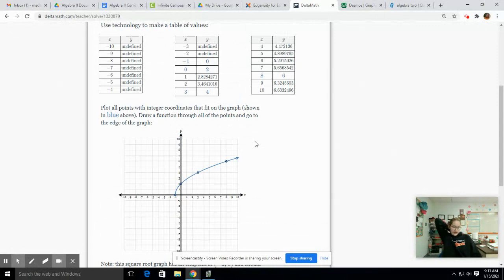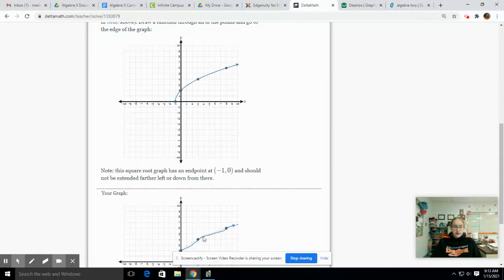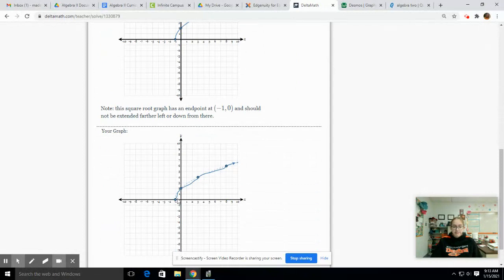We're really just taking advantage of using technology, and we also want to keep in mind the idea of domain and range when we're doing this. So for instance, all of these graphs that we're going to be graphing, they don't go down here into this quadrant to be negative because, again, you can't take the square root of a negative number.